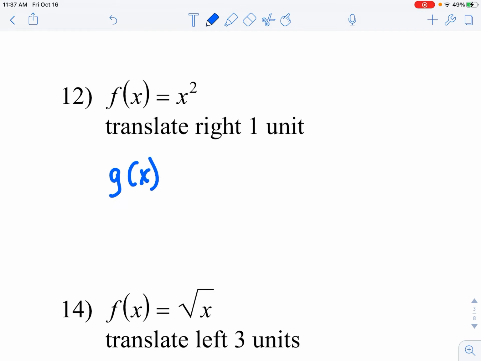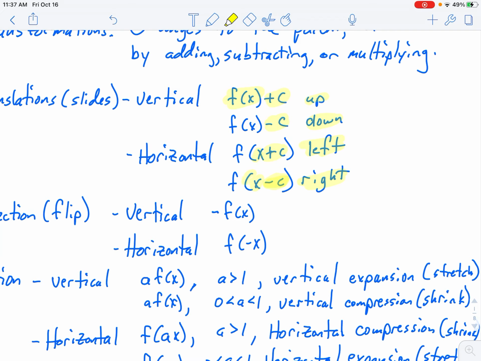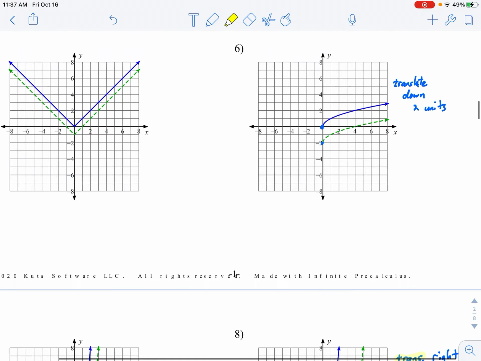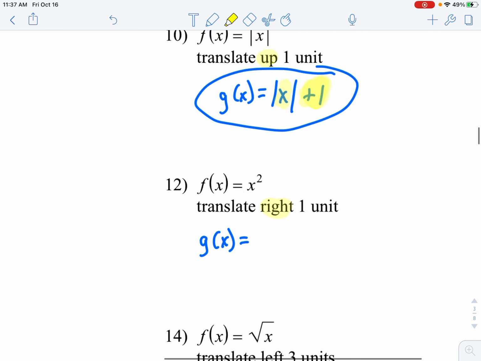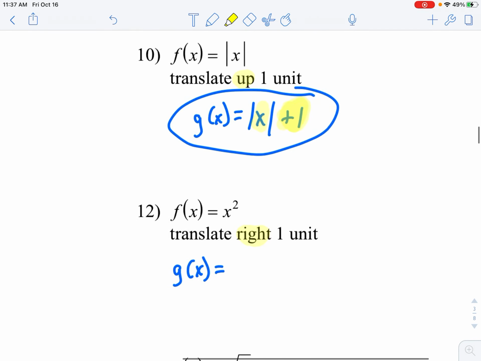To move a function right or left, we need to, what do we do? Add or subtract? Let me check the notes. To move it right, we need to subtract a number inside the function. Now, x squared isn't like absolute value. It doesn't appear to have an inside or an outside. Actually, it kind of does. So if I were to do plus 1 like this, this would be outside of the function because it's not being affected by the square. It's like separate from it. So we would consider that outside.